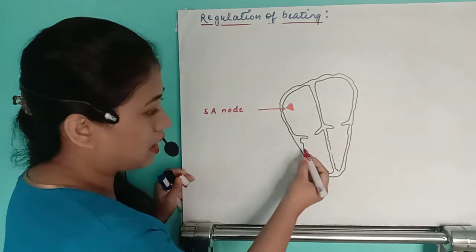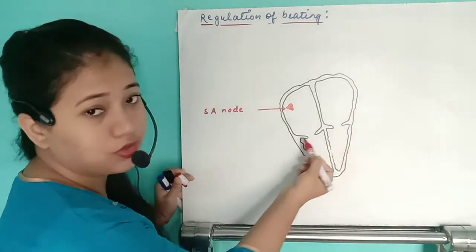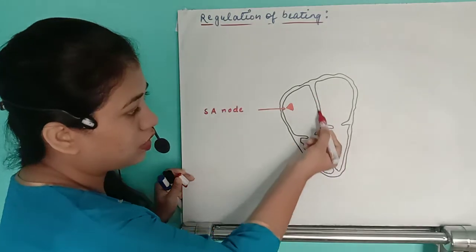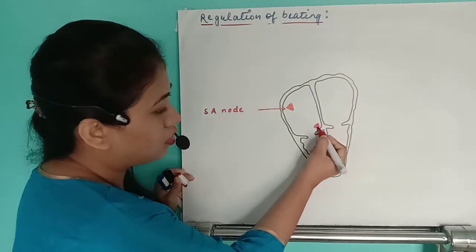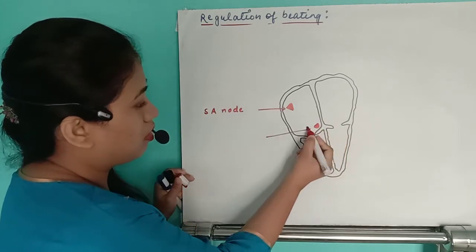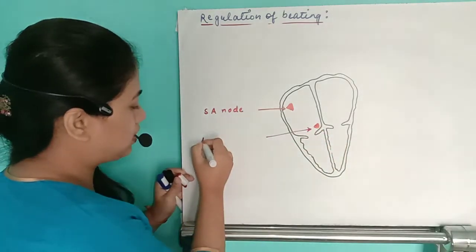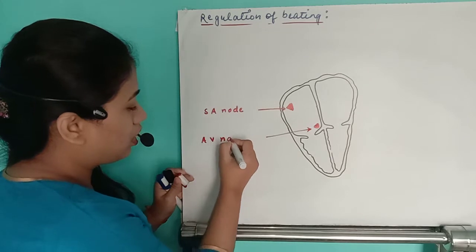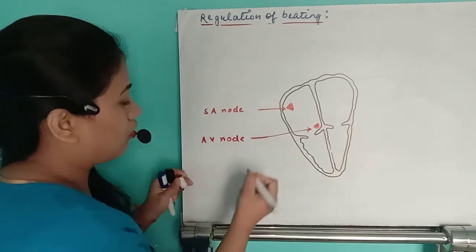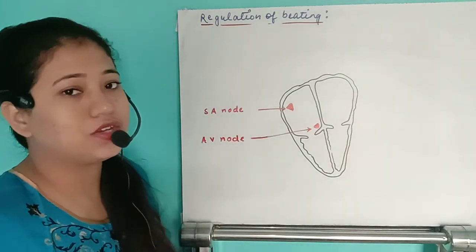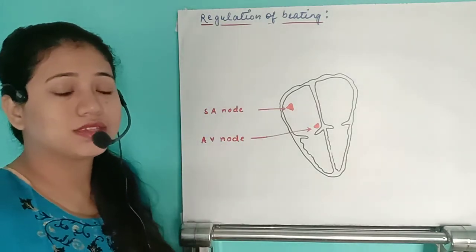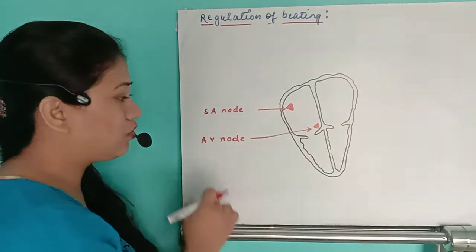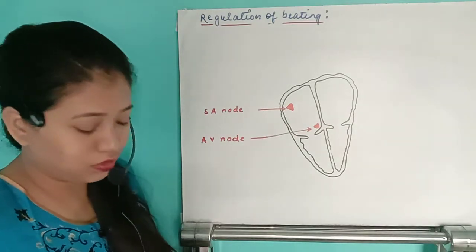Now just behind that, towards the interauricular septum region, we have another small node that is known as the AV node. AV node is also known as the atrioventricular node. Just remember, SA node means sinoatrial node and AV node means atrioventricular node.